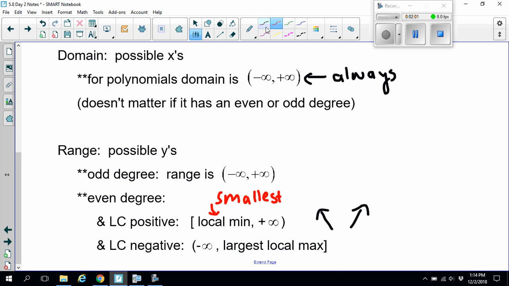Now if your leading coefficient is negative, meaning that for your graph, the arrows are facing down, okay, we start from negative infinity. Remember, infinity signs we use parentheses. Then we go to the largest local max, or basically the largest y value. So make sure you watch out for that.